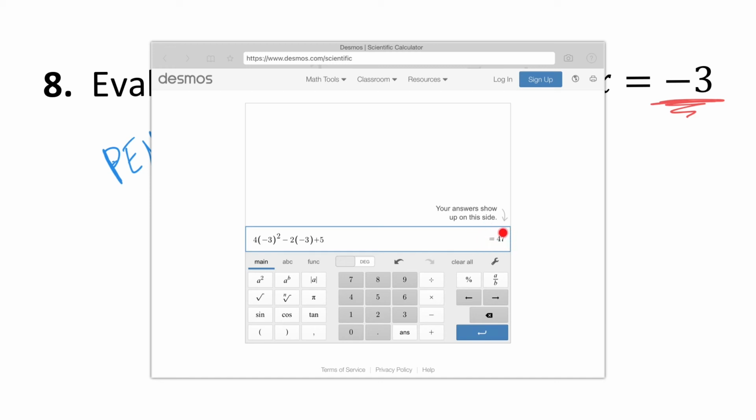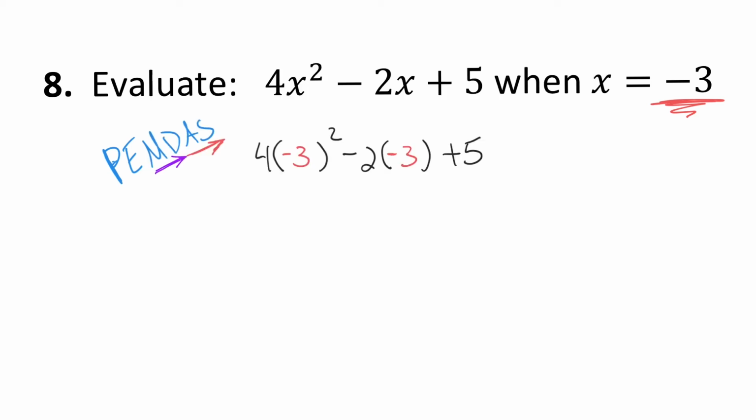So that's all. You can use PEMDAS, do it by hand, or you can use the scientific calculator, and the answer is 47. So I'm going to put this away, and I'm going to write down the answer, 47, right here.